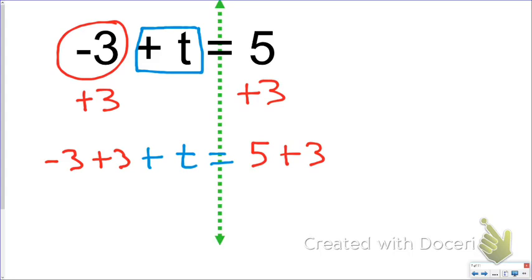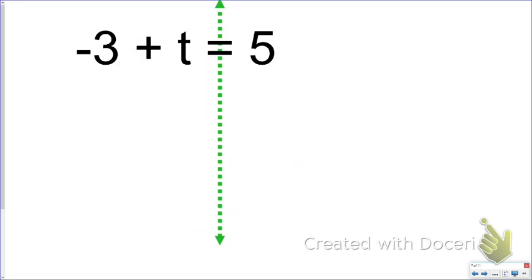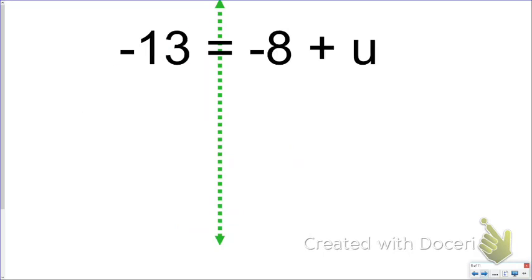So in this case, I've got a zero pair here that goes to 0, so that those go to 0, and I have a positive t here, so I'll put t is equal to, well, what's 5 plus 3? 5, 6, 7, and 8. All right, go ahead and try this one on your own.